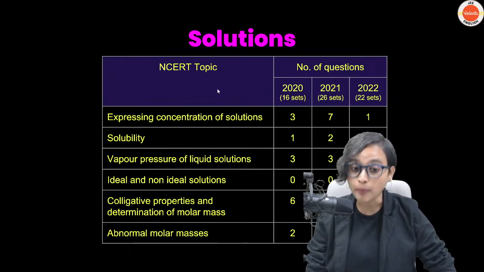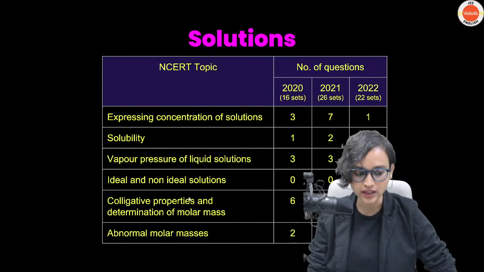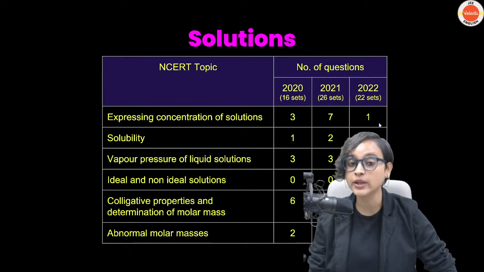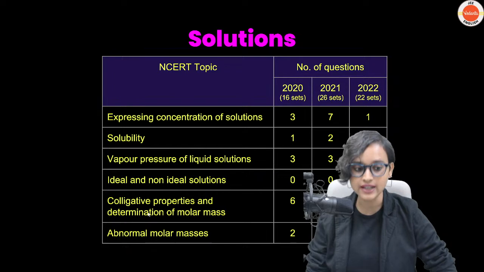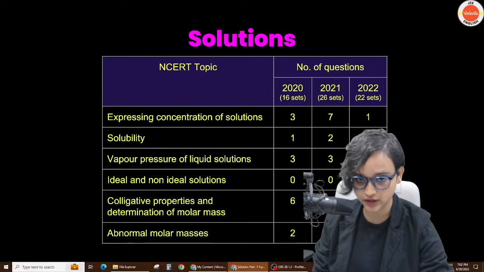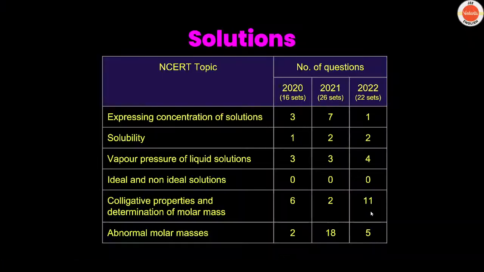Here is also a topic-wise breakdown of how many questions usually come. Expressing concentration of solutions: in the years 2020-22, out of 22 sets, only one set had this question. Colligative properties and determination of molar mass had the most questions. In the year 2022, out of 22 sets, 11 sets had colligative properties and determination of molar mass.